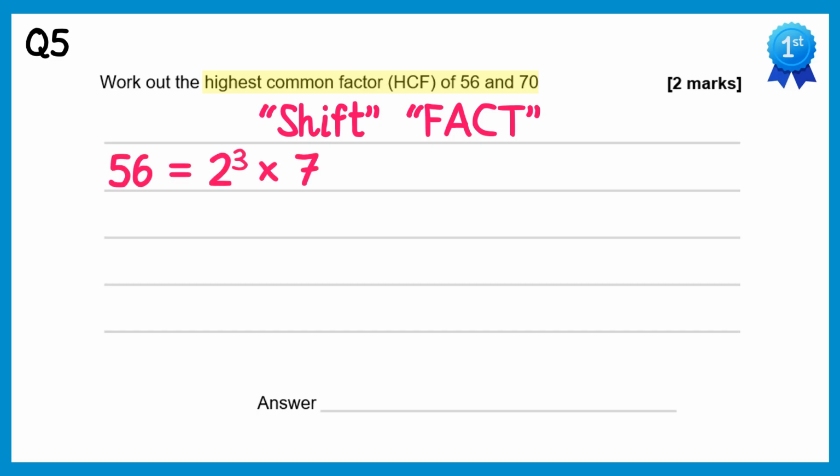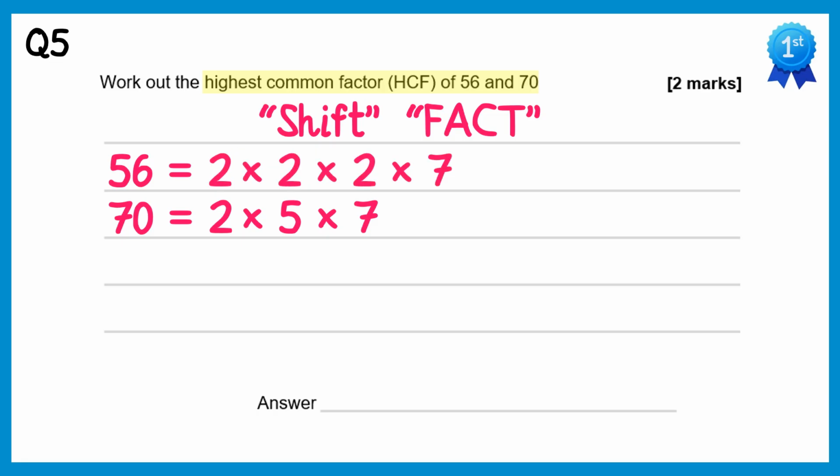Then if you do the same for 70, so press 70, then equals, then press shift, then FACT, then you'll find it's 2 times 5 times 7. Now I'm just going to rewrite the first one, 56, instead of 2 cubed times 7, 2 times 2 times 2 times 7. Now we're going to draw a Venn diagram and put these factors into it.